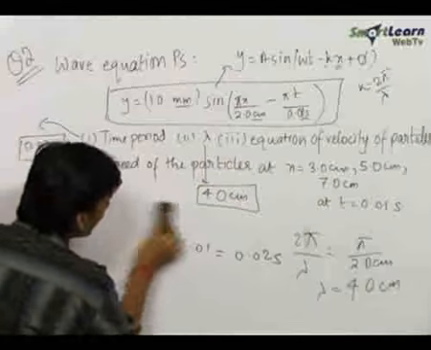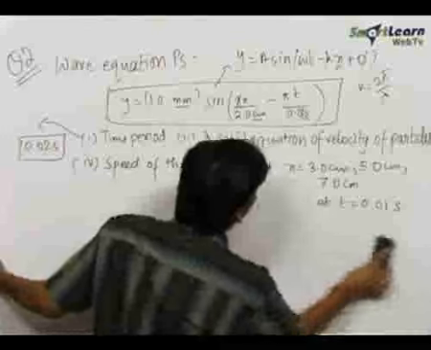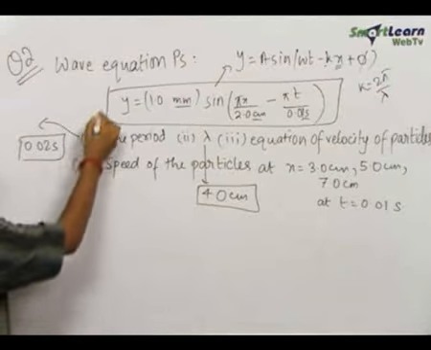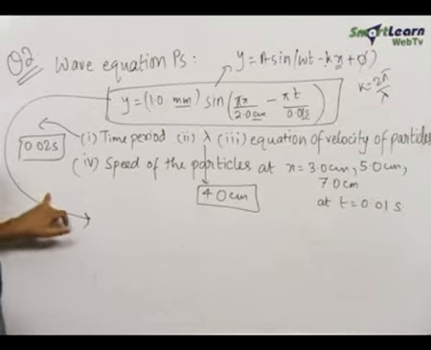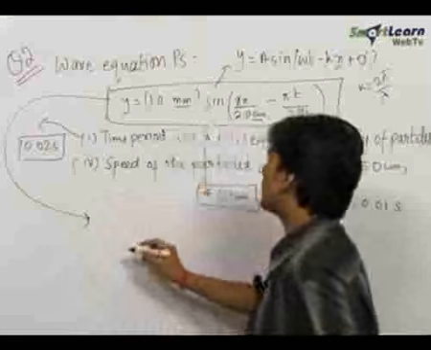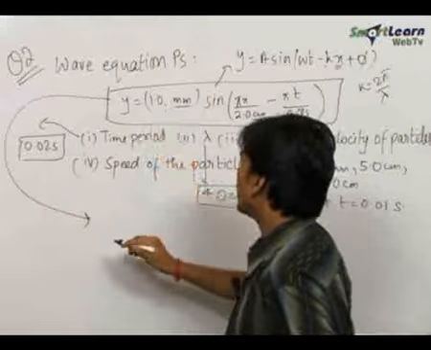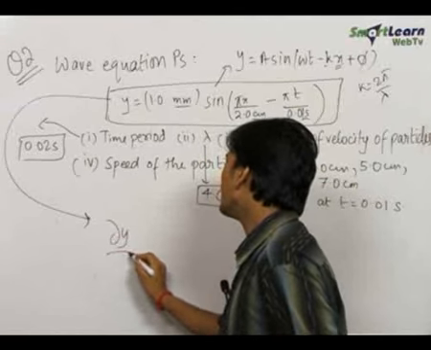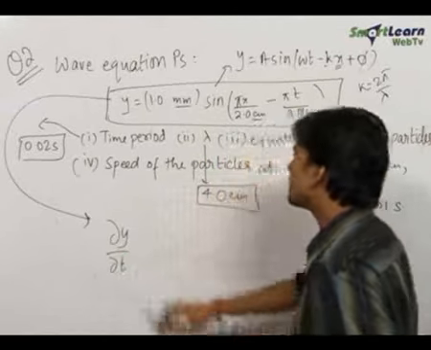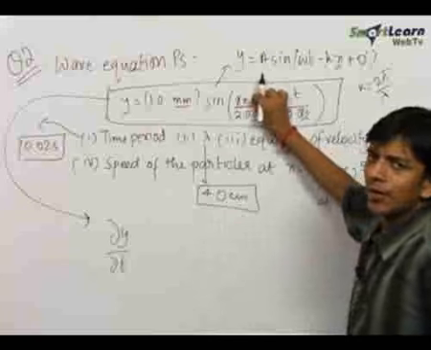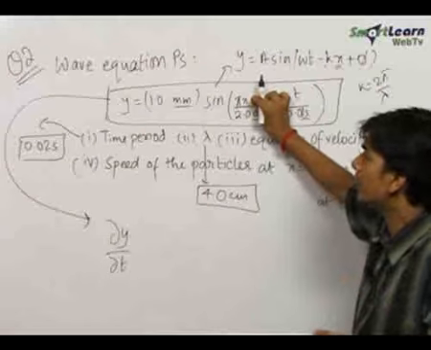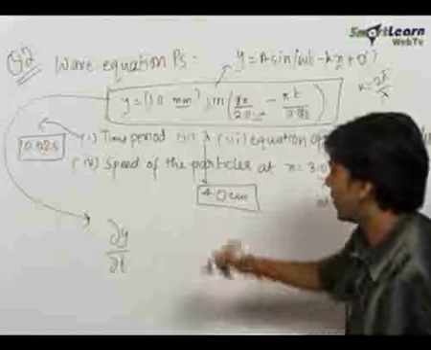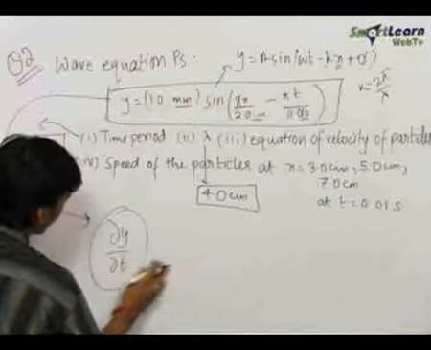Now for the third part, we need to find out the equation of the velocity of the particles. The equation of velocity of particles is obtained from this. To find out the velocity of particles, we have to partial differentiate it with respect to t, that is del y by del t. This is because for any fixed x, we are trying to find out the velocity of the particle at different times. That is, we fix the x and then we differentiate. That is known as the partial differentiation with respect to t.